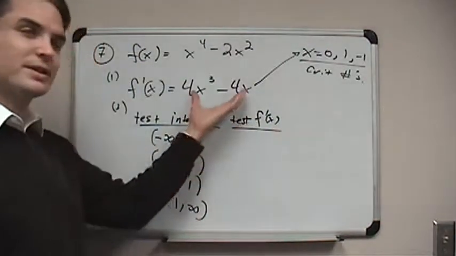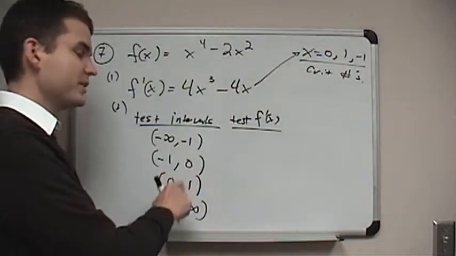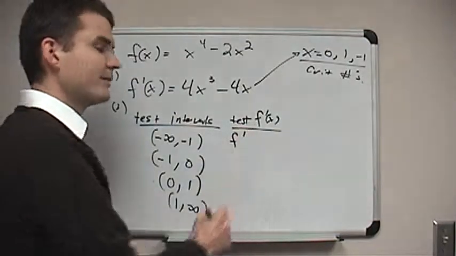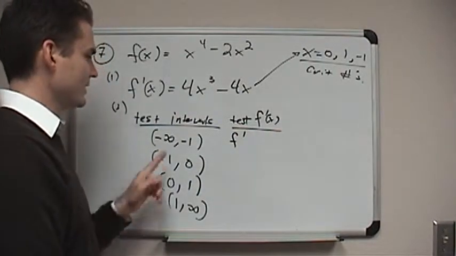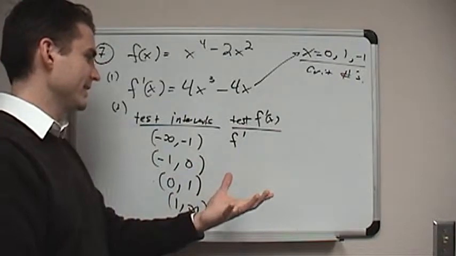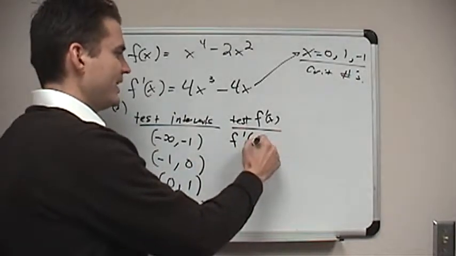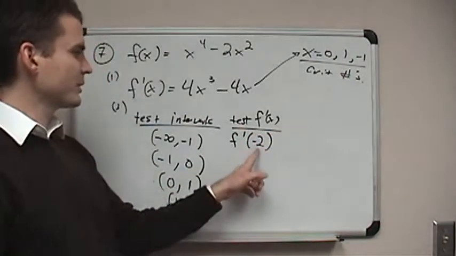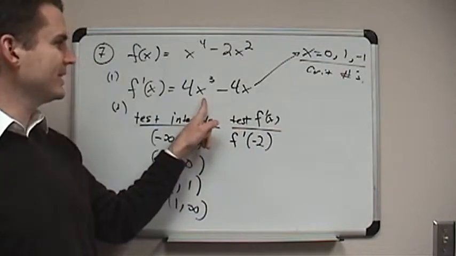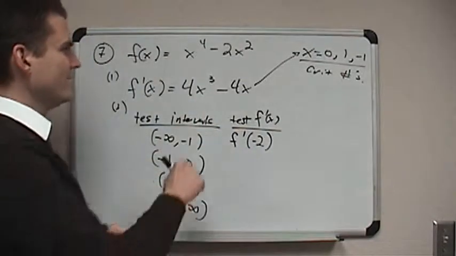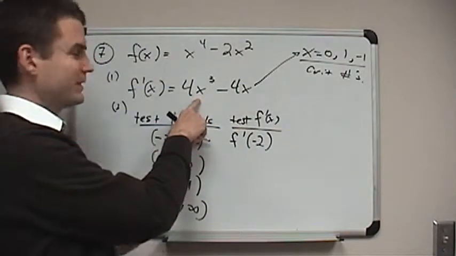Okay. So here's the derivative. I need to pick a number in each of these intervals and plug it into the derivative and see what I get. Okay. So for instance, negative infinity to negative 1. Well, negative 2 is in that interval. Okay, so what do I get when I put negative 2 into the derivative here? Well, let's see if I'm careful. I can probably do this one in my head.